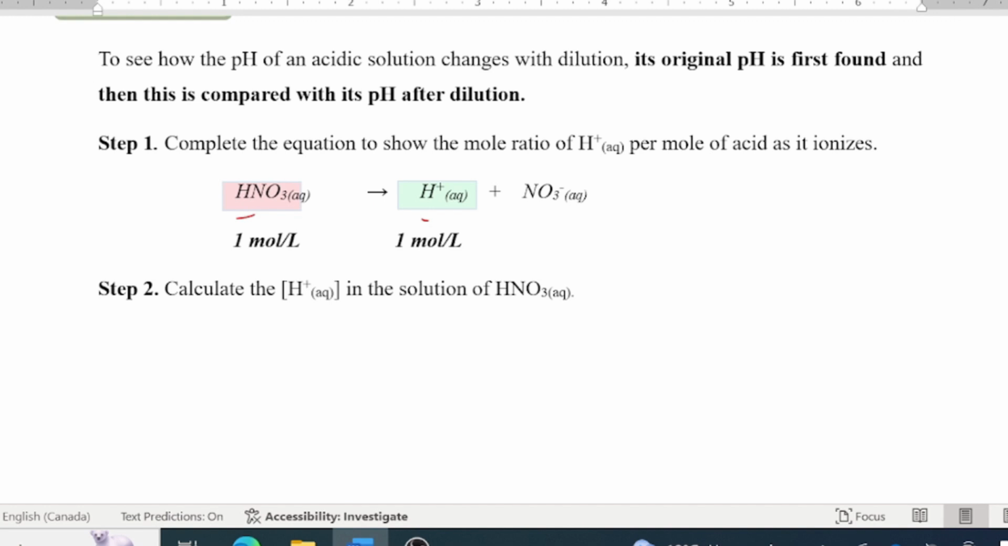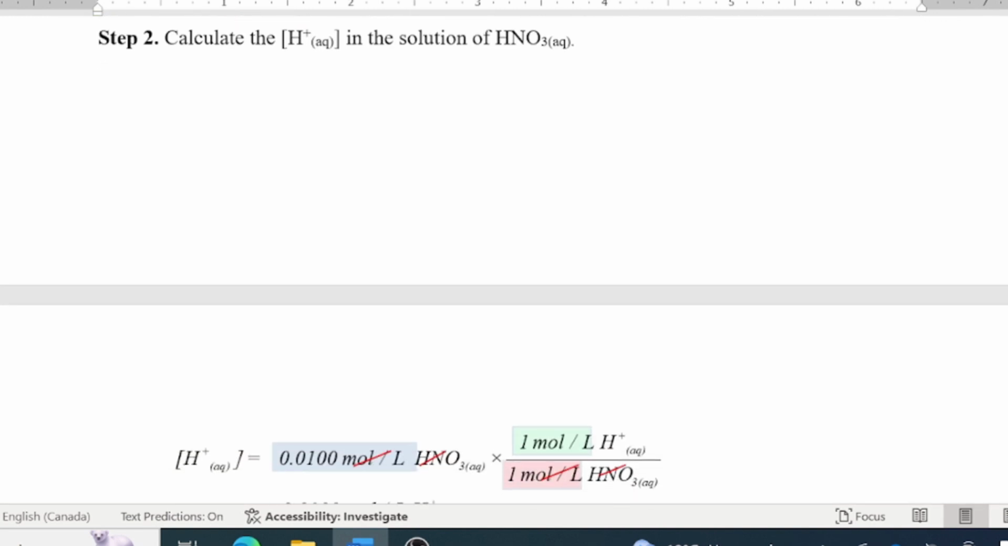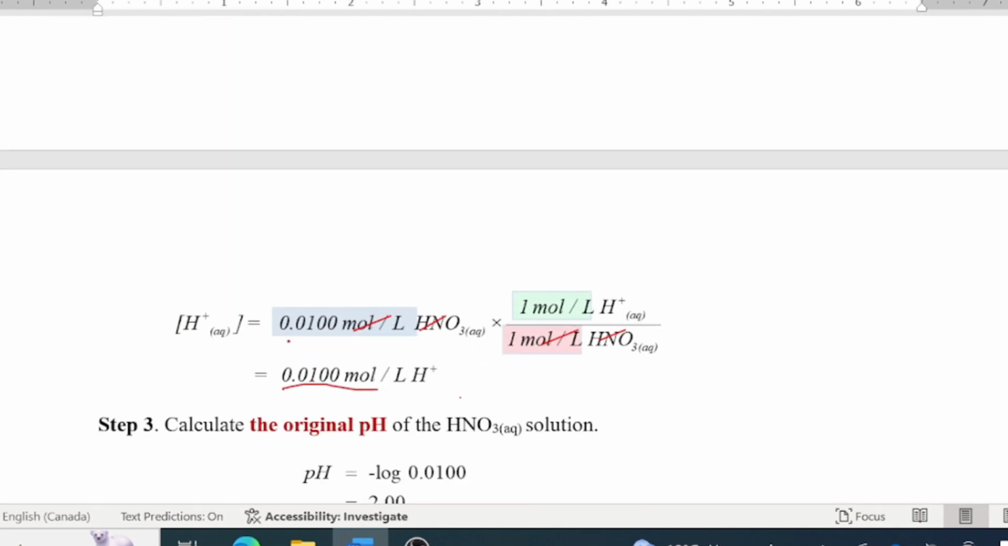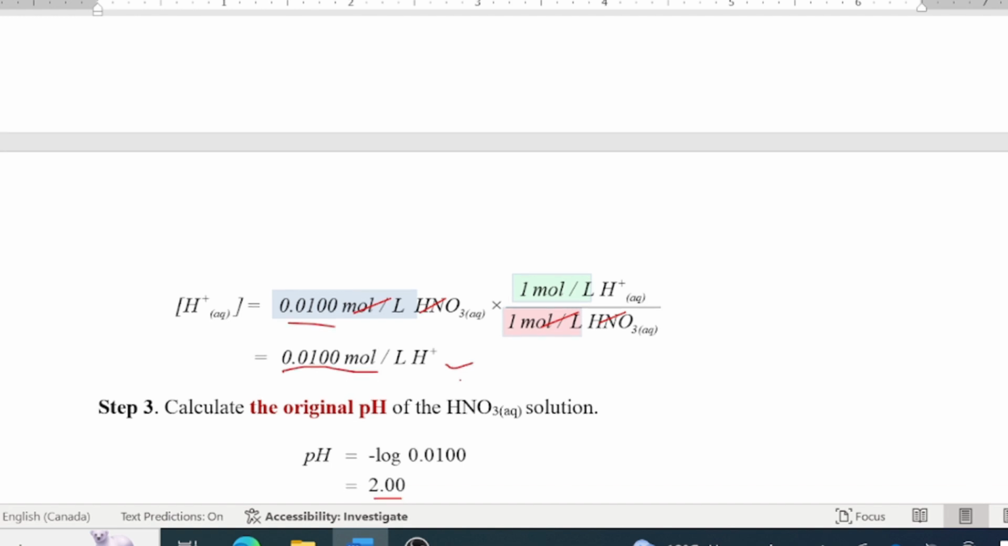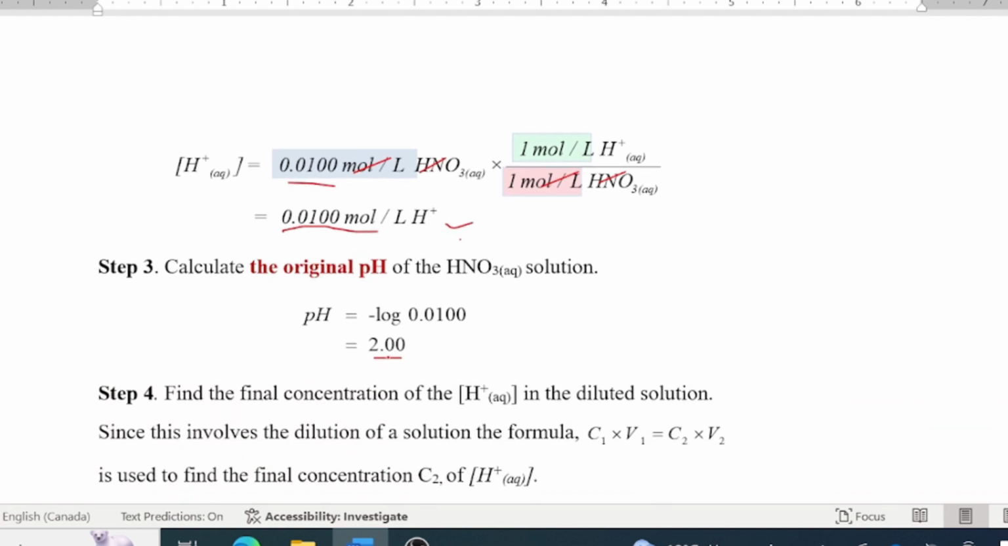You know the original concentration. This is the original concentration, and that's the mole ratio there. So you get that number of moles per liter of hydrogen, and all you do is find the negative log. So the pH of the original solution is 2. Now we're changing it from 10 milliliters to 100 milliliters. Let us see if there's any change in pH there, okay?